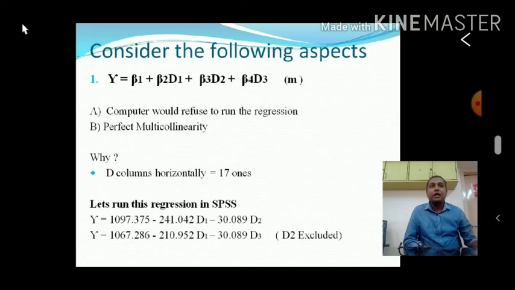When we violate the basic rule of m minus 1, when we take all three categories and three dummies, and we run this regression function, y is equal to beta 1, d1, d2 and d3, then we get the result 1067.286, which is different.